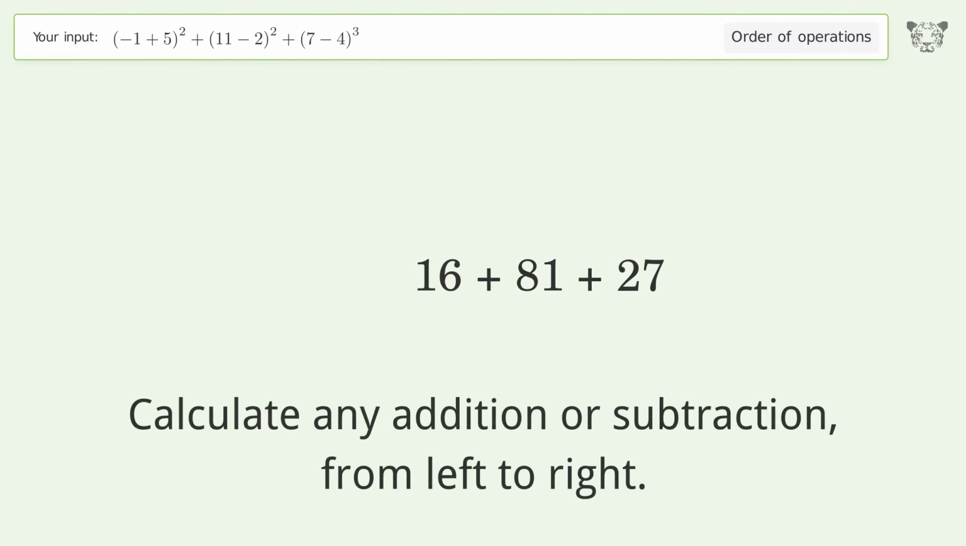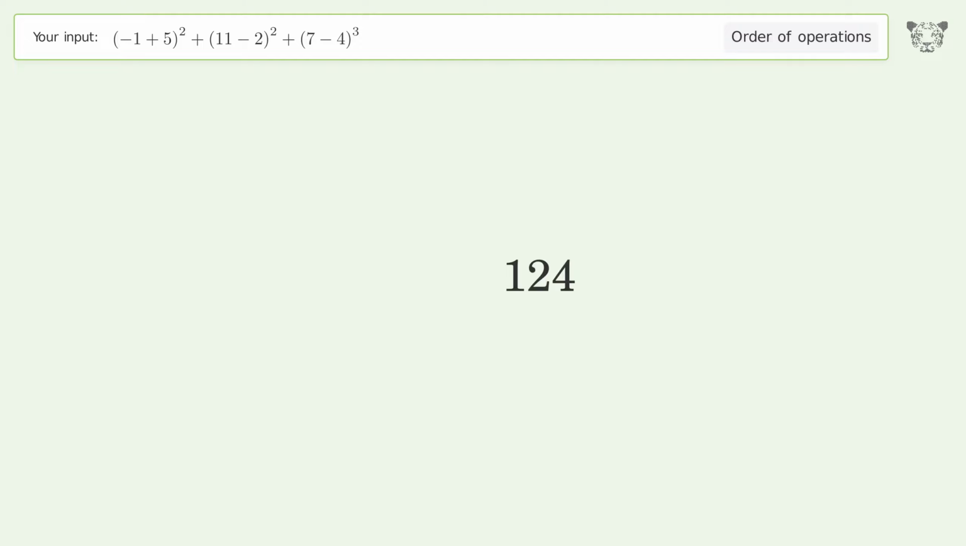Calculate any addition or subtraction, from left to right. 16 plus 81 equals 97. 97 plus 27 equals 124. And so the final result is 124.